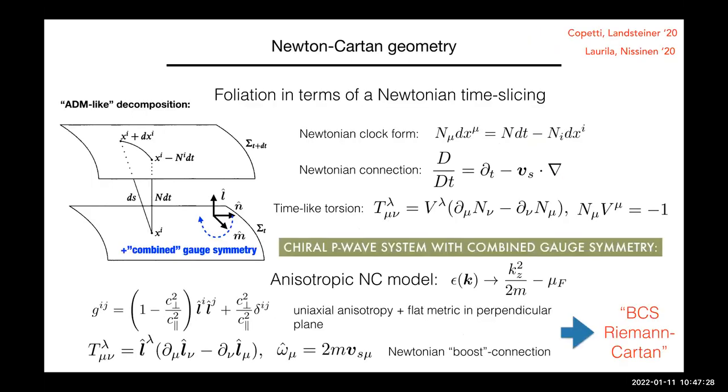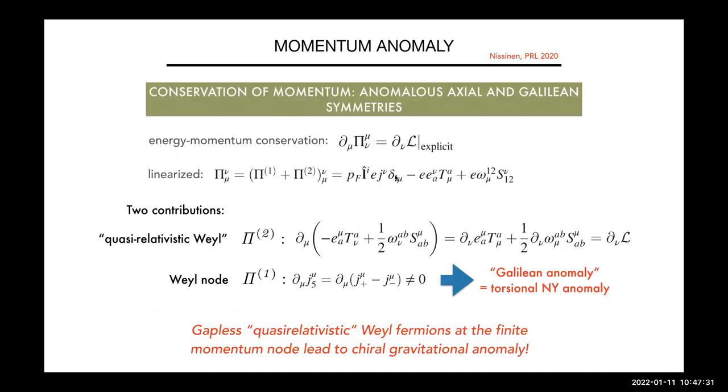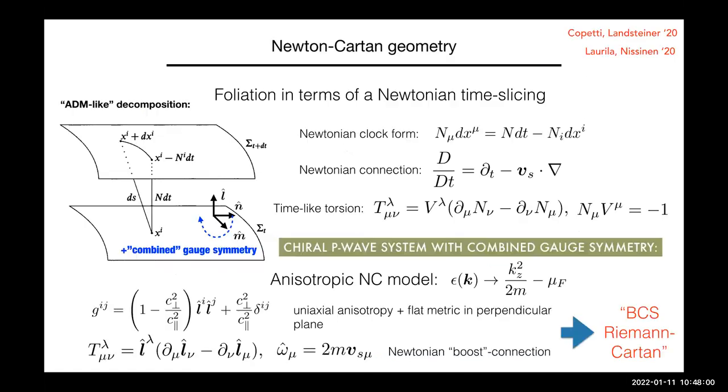The only exception, of course, is this term which basically comes from the finite nodal momentum. Again, everything would be conserved, the momentum or the stress energy would be conserved, but there's actually the chiral anomaly with these torsional geometric fields, which can then be matched precisely with the one coming from the superfluid hydrodynamics. So I should make some comments also on how this comes about.